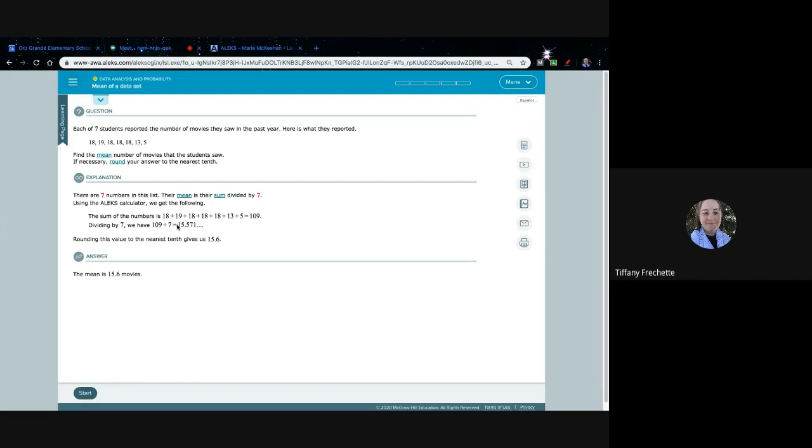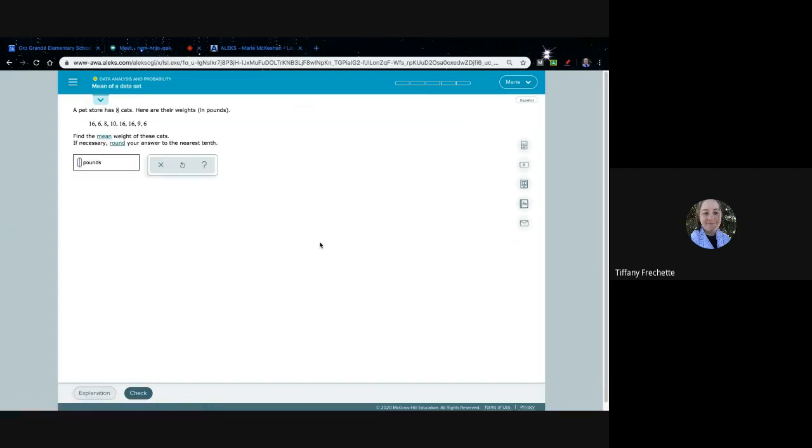They told us to round to the nearest tenth. Remember, that means to this 5 here. But I have to look at the number right past it because I have to decide, is this closer to 15.5 or 15.6? So this 7, it's bigger than 5. So that means that I'm closer to 15.6 than I am 15.5. So that is why we do 15.6 movies. So that's how we find mean. We're just going to add them together, divide by however many numbers there are, and then make sure we round correctly. So let's go ahead and start this on the next page here.